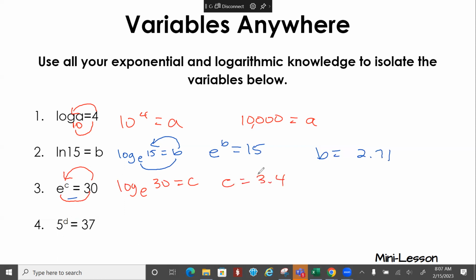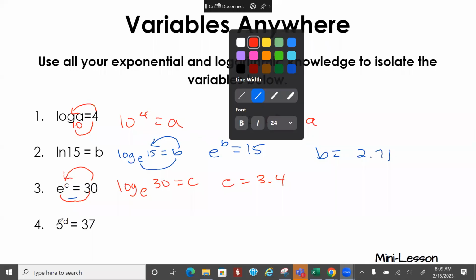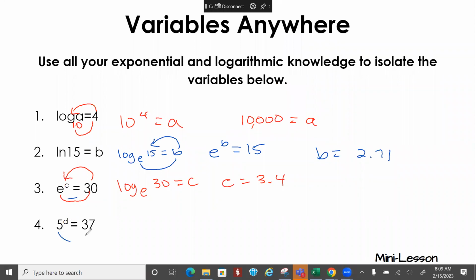Can you try this last one? Put it in log form. All right, so in this next one, we're going to write this in log form. Yeah, there you go. And when you read this, it's going to be log of base 5. Okay. And when we plug that in, we're going to get some number.